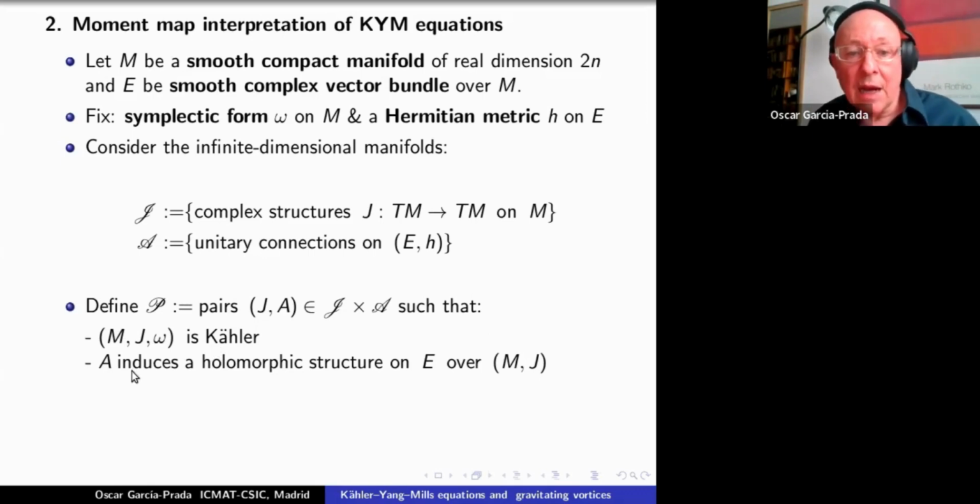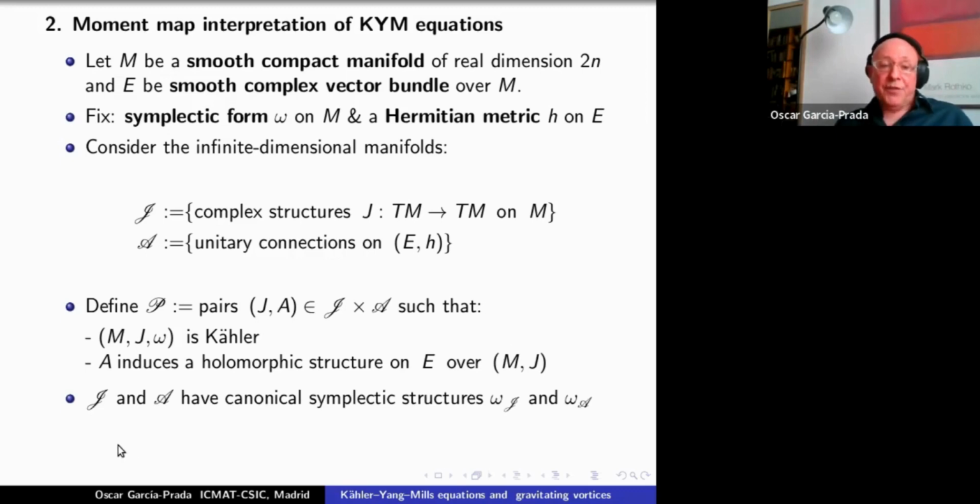And then also the other condition is that the (0,1) part of the covariant derivative of A defines a Dolbeault operator that is integrable, that is, a holomorphic structure on E over the corresponding complex manifold.